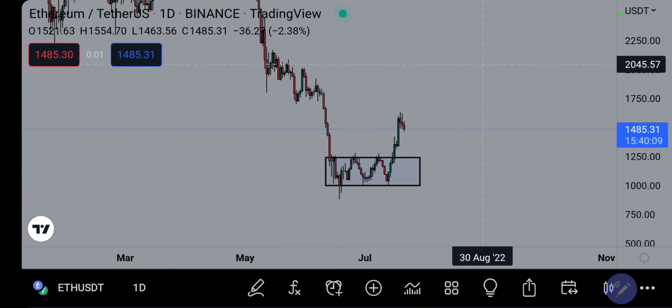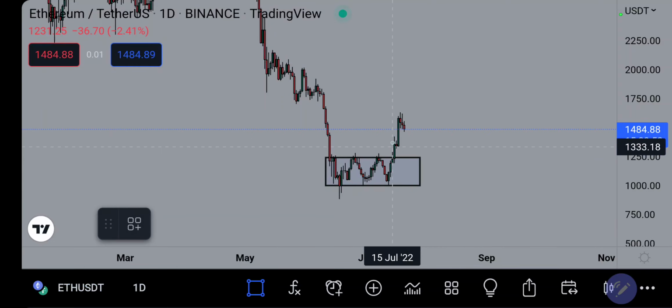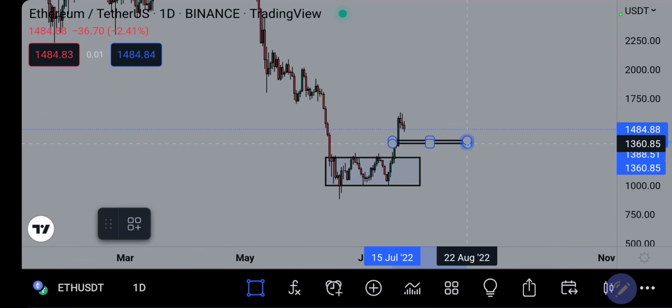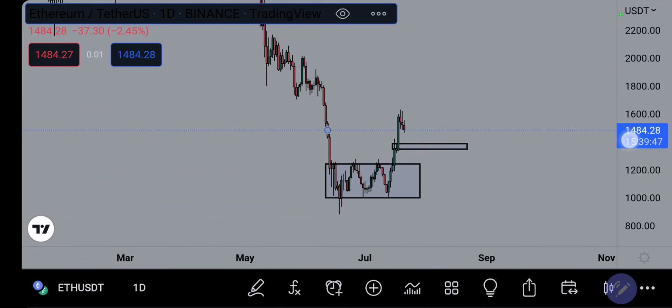So this simply means that this active demand here is a very, very important point of interest for us on ETH going into the coming days, right? So I'm simply going to be observing price action around this active demand here for trading opportunities, right?